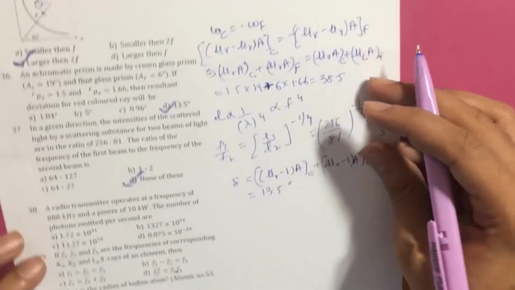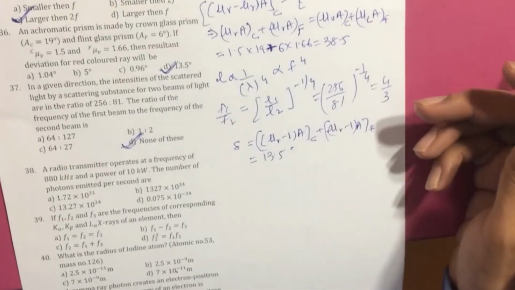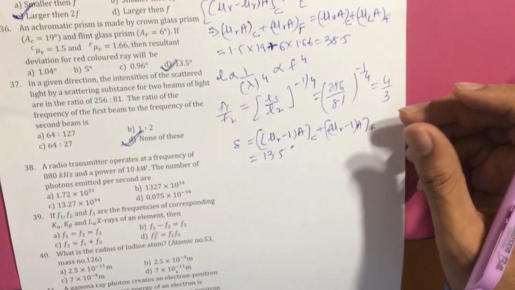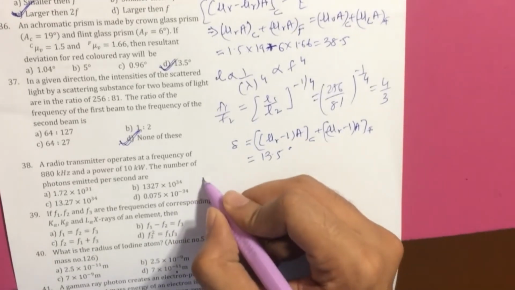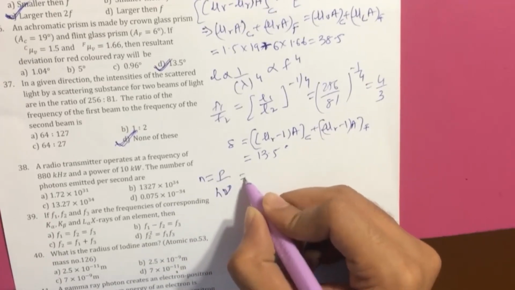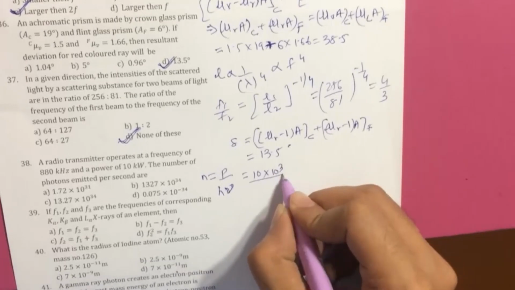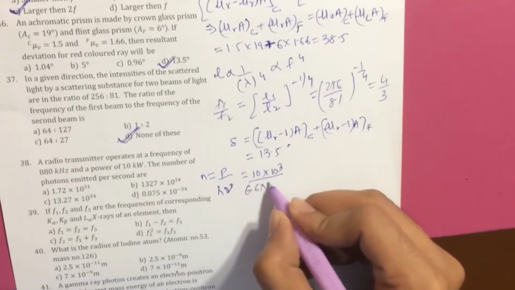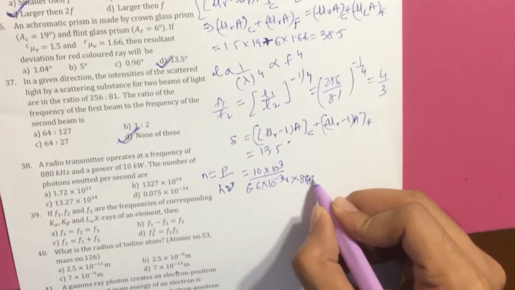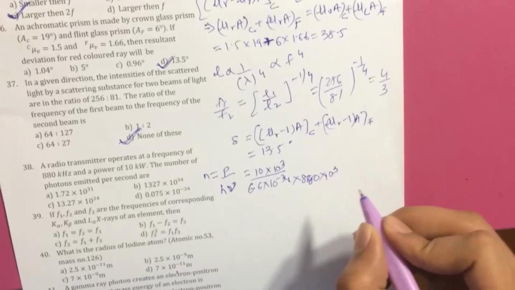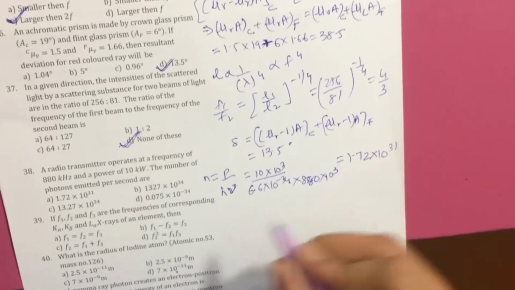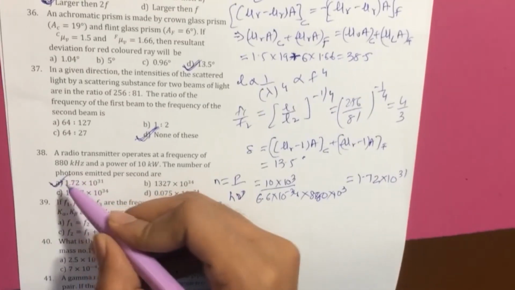Question 38. A radio transmitter operates at a frequency of 880 kilohertz and a power of 10 kilowatt. The number of photons emitted per second are. So number of photons emitted per second are given as P by H nu, which will be equal to 10 multiplied by 10 raised to 3, that's the power. H is 6.6 multiplied by 10 raised to minus 34, and your frequency is given as 880 multiplied by 10 raised to 3 hertz. On solving this, you'll get the answer as 1.72 multiplied by 10 raised to 31. So correct answer would be option A.